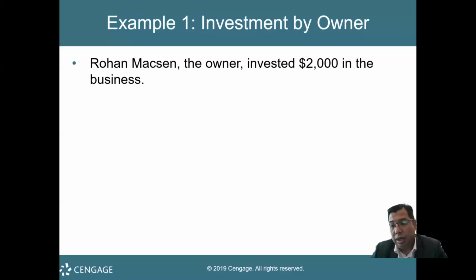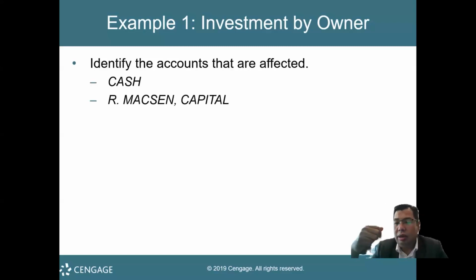So this is the first example. Rohan Maxon, the owner of the business, invested $2,000 in the business. I mean, Rohan put his personal money, $2,000, into the business. So what is the event? We call it injection of capital, or Rohan started his business. So what are the effects?